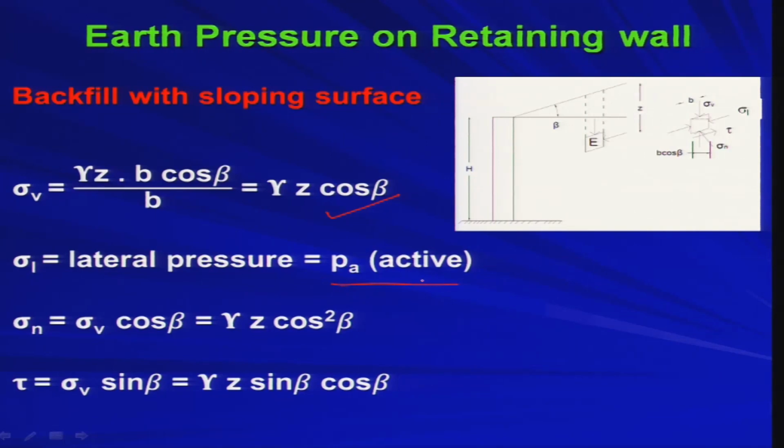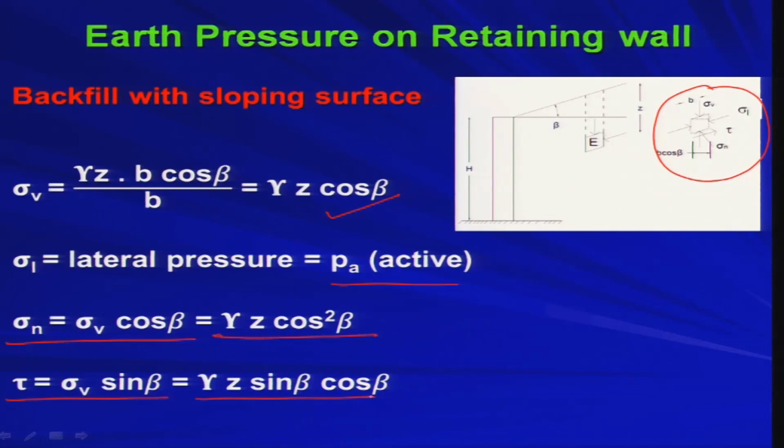Now, we are going to find out sigma n and tau. So, sigma n is nothing but sigma V into cos beta, the component of sigma V along the normal direction. So, sigma V cos beta is nothing but sigma n, which is gamma z into cos square beta, because sigma V itself is equal to gamma z cos beta. Similarly, tau is equal to sigma V sin beta. If you look at this figure, you will get all those things. So, sigma V is gamma z cos beta into sin beta, so you are getting tau equal to gamma z sin beta cos beta.